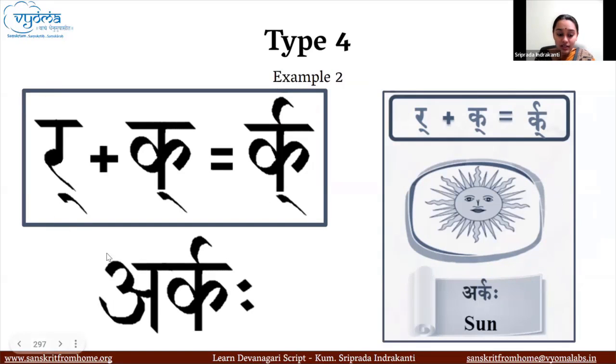We'll look at another example, Arkaha, that is the sun. So here as well, Ra is the first Vyanjana. So we see the same hook on top of the Ka. So wherever you see a hook on top of a Vyanjana, this is the Rakara manifesting. This is Arkaha.